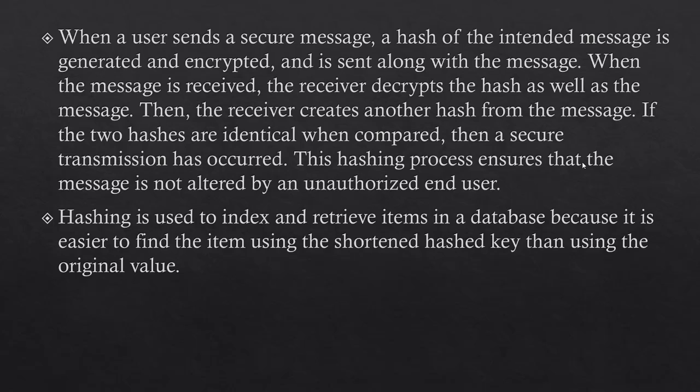When a user sends a secure message, a hash of the intended message is generated and encrypted and is sent along with the message. When the message is received, the receiver decrypts the hash as well as the message. Then the receiver creates another hash from the message. If the two hashes are identical when compared, then a secure transmission has occurred. This hashing process ensures that the message is not altered by an unauthorized end user.